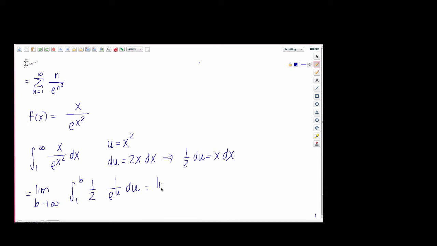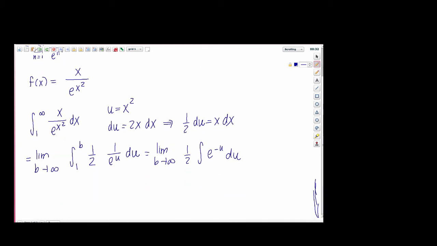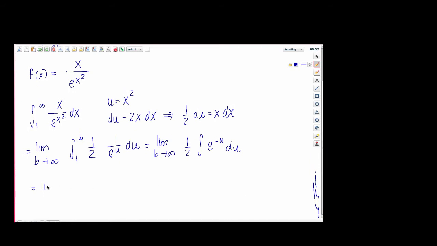So this is the same thing as the limit as b goes to infinity, the 1/2 I'll pull out, integral of e to the minus u du. Now I want to evaluate that integral, so I get the limit as b goes to infinity of my 1/2 times the integral of e to the minus u, which is negative e to the negative u, so I have my negative in there, evaluated from 1 to b. And now I just need to put in what u was, so I get the limit as b goes to infinity of negative 1/2 e to the minus x squared, evaluated from 1 to b.